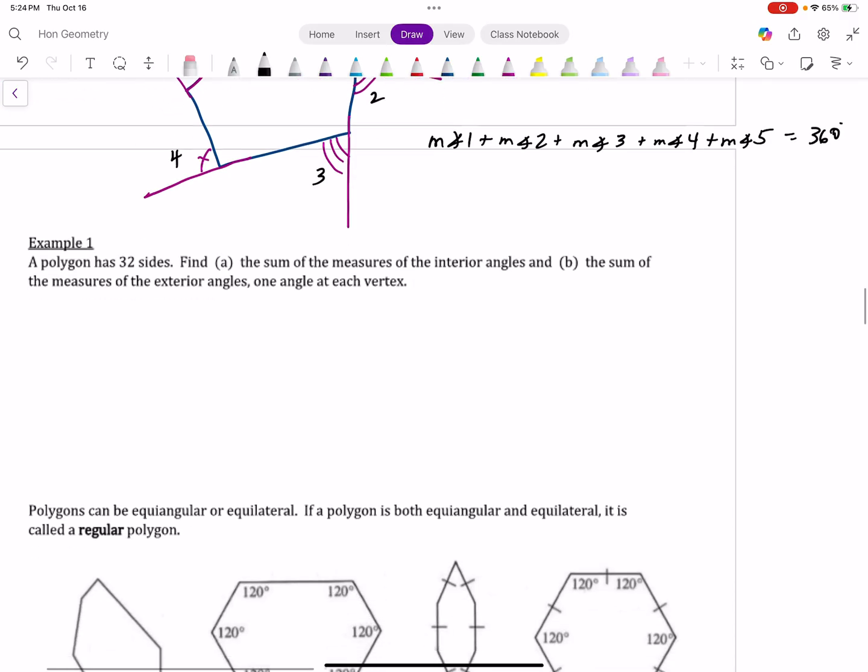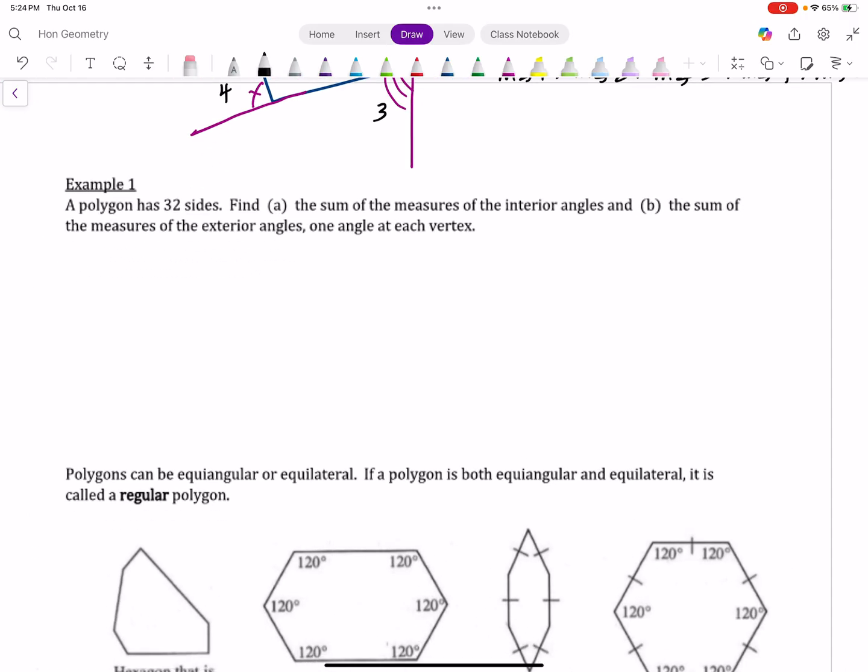Alrighty. So here's some example problems. A polygon has 32 sides. We could say it's a 32-gon. A, find the sum of the measures of the interior angles. If it's got 32 sides, I'm going to create 30 triangles, because it's always the number of sides minus 2, and then you multiply by 180 degrees. Let's see, 3 times 8 is 24, carry the 2, got a couple of zeros. There's 5,400 degrees.